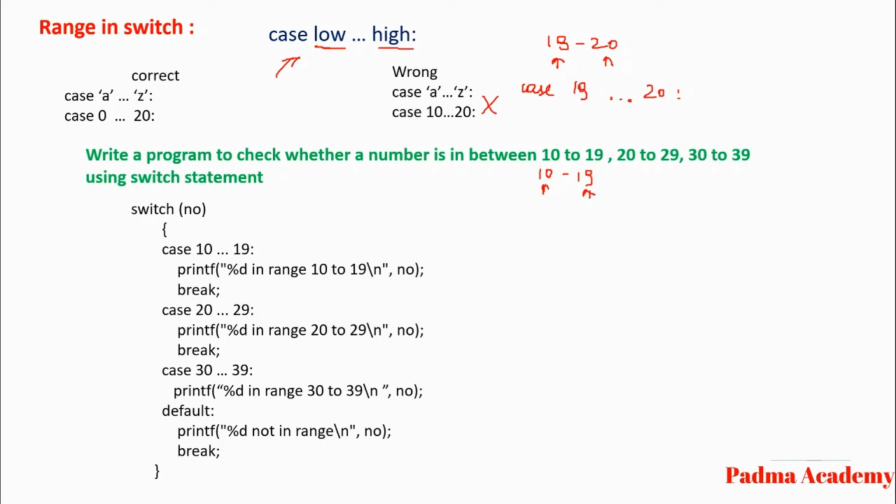If the number is between 10 to 19, it will print that the number is in the range 10 to 19. If it is in 20 to 29, it will print that the number is in the range of 20 to 29. Similarly for 30 to 39. If the number is not in any of these ranges, it will print number not in range. This is the switch case for it. You have to write the whole program for it, with proper syntax and all. So try it yourself.